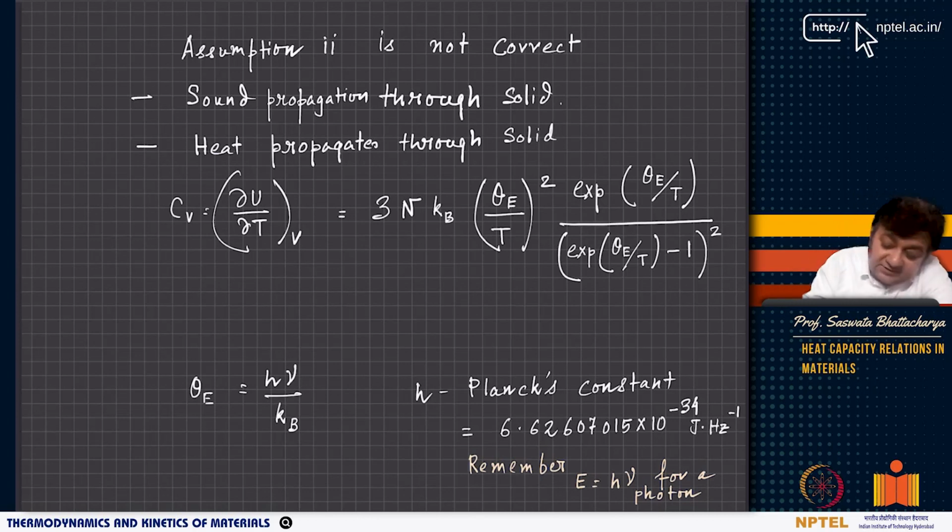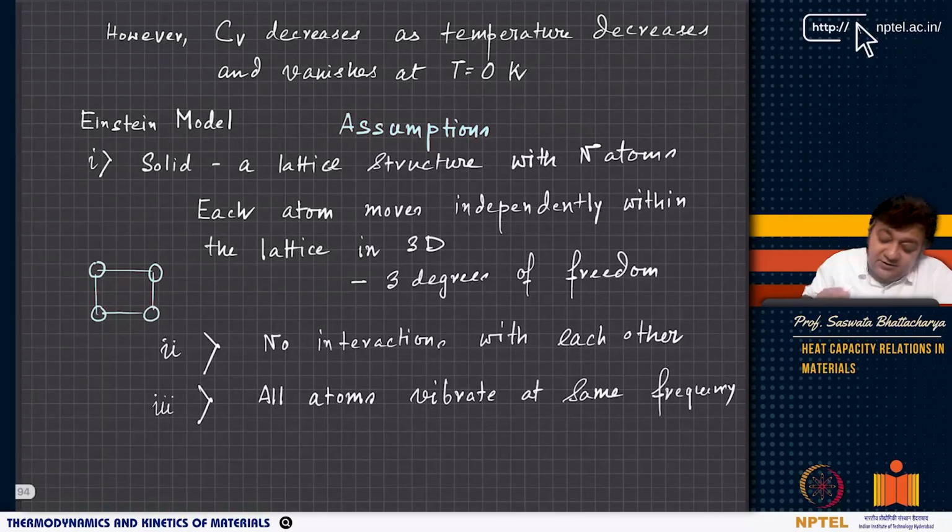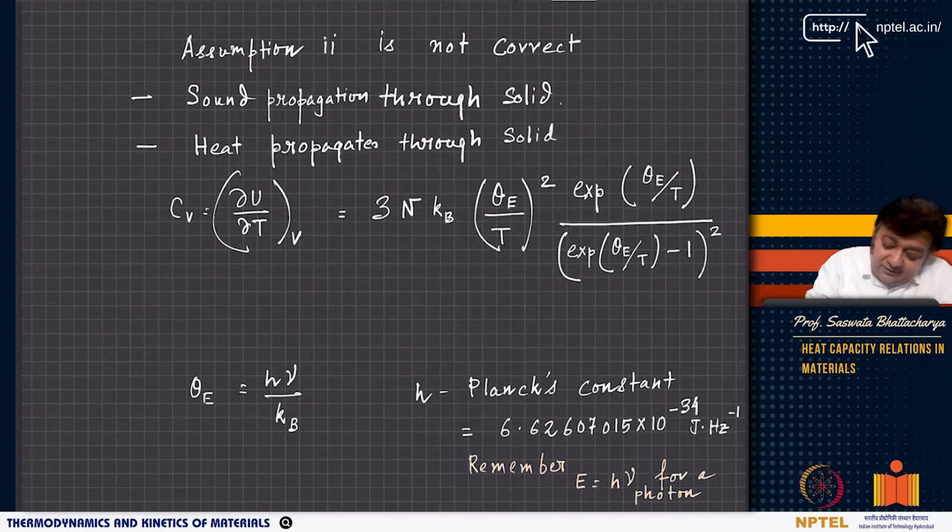Now with all these assumptions, Einstein devised a temperature called the Einstein temperature. Again, he looked at a different type of statistics. At least in this part of the lecture, I am not going to go into the detail of Einstein's derivations. But once we go into some statistical mechanical interpretation, we may come back to it. So here, what we are saying is that sound can propagate through a solid, heat can propagate through a solid. Therefore, assumption 2, which is that atoms do not interact, is not correct, right?